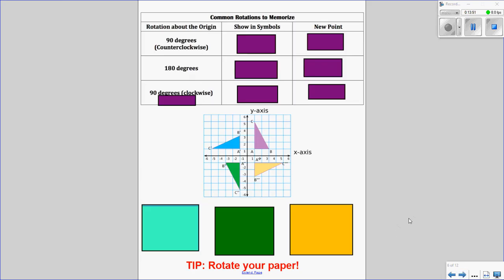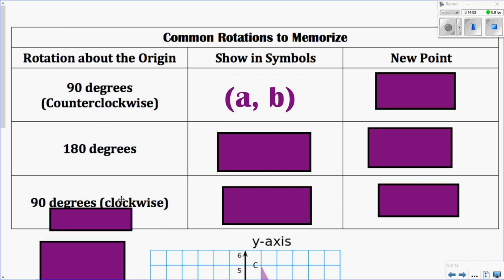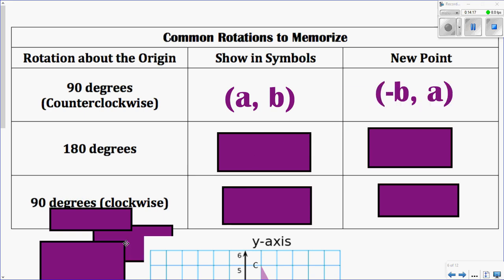So there are common notations to memorize. You're going to have a figure, and it depends on how you rotate it about the origin. The origin is (0, 0). If you go 90 degrees counterclockwise, going towards the left, in order to show that as a symbol, you start at whatever your coordinates are, (A, B). The new point, when you rotate it, will be (negative B, A).